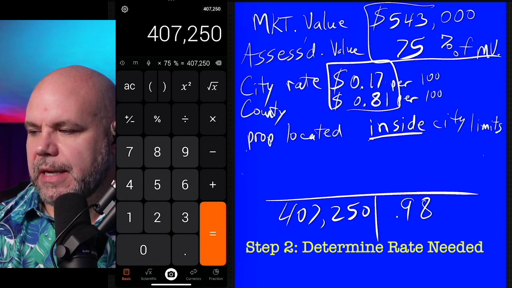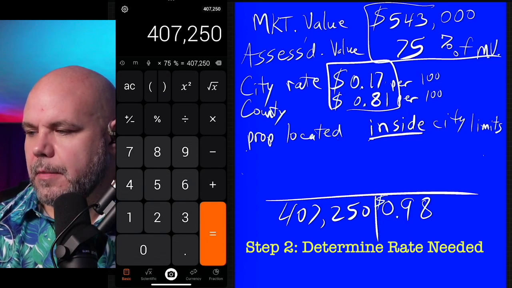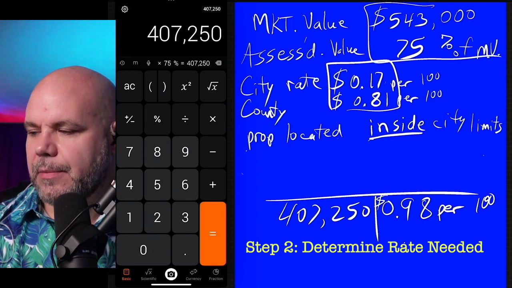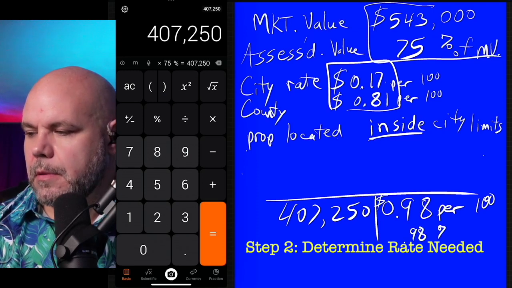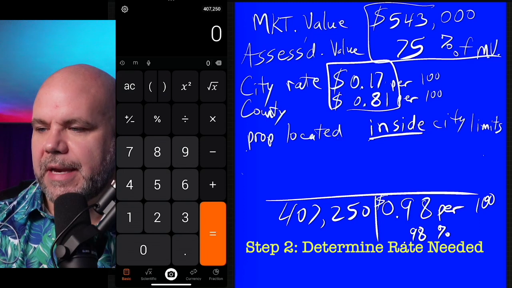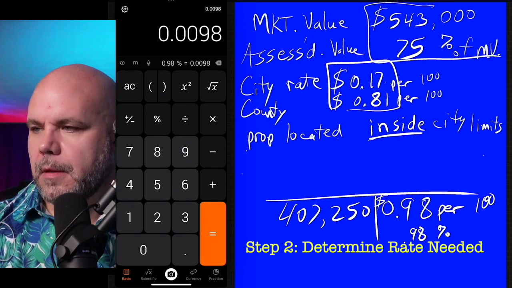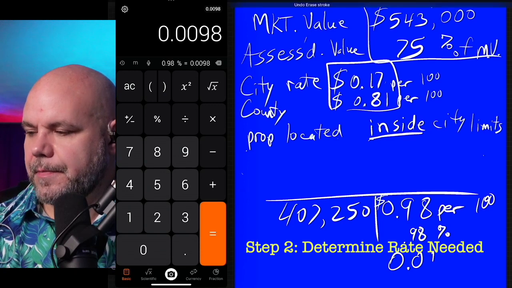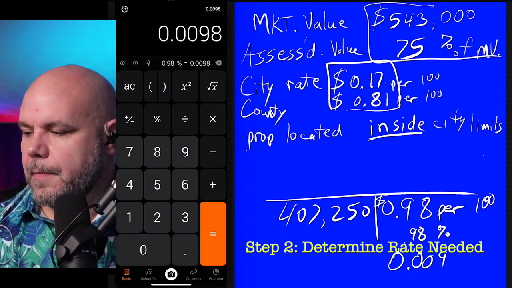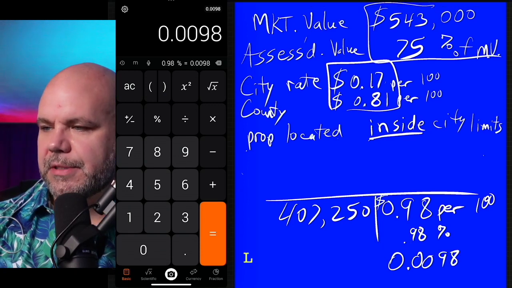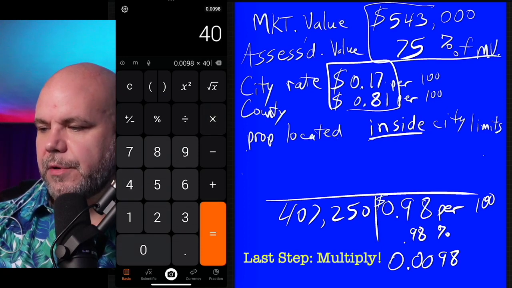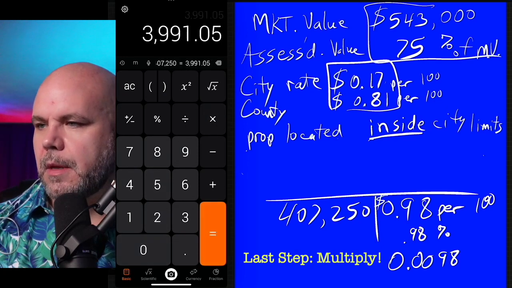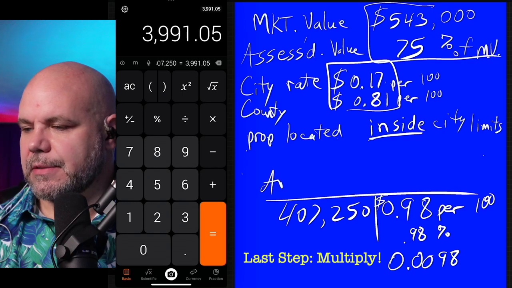And that's 98 cents per 100, or 0.98%. If you plug that in, there's our proper decimal number we need to use. If we take that, we can just leave it in the calculator, multiply it by the 407,250, and there's our annual taxes.